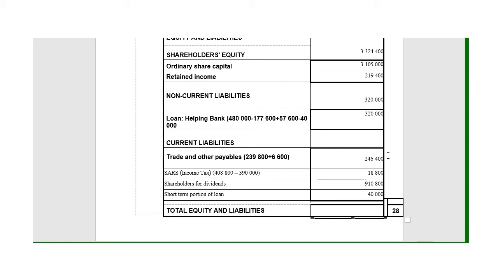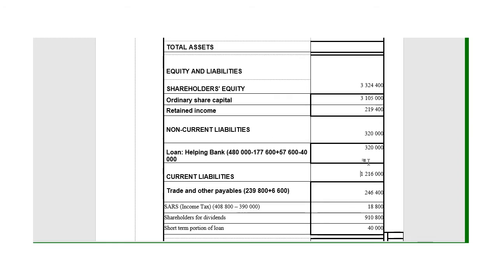And now I've got everything in for the current liabilities. So I must just add them all and put the total at the top. So it's the 246,400 plus 18,800 plus 910,800 plus 40,000, and that should give me 1,216,000. And that is the total of my current liabilities.